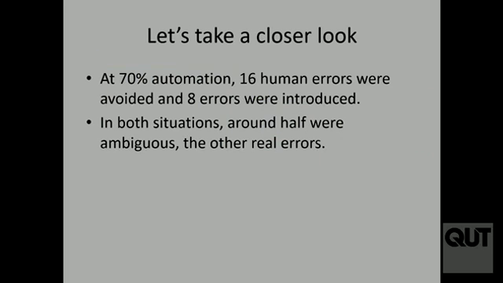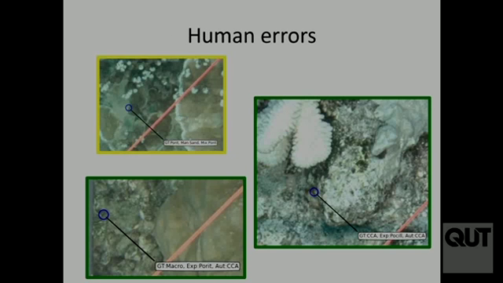In both situations, both the errors that were avoided and the errors that were introduced, about half were sort of ambiguous. It's hard to tell what was going on because of image resolution and label set issues. And the others were just real, actual errors that either the human made or the machine made. So here are some examples. These are classified as human errors. With ground truth, I'm simply saying the first time the expert annotated the images, that's what we're going to call the ground truth.